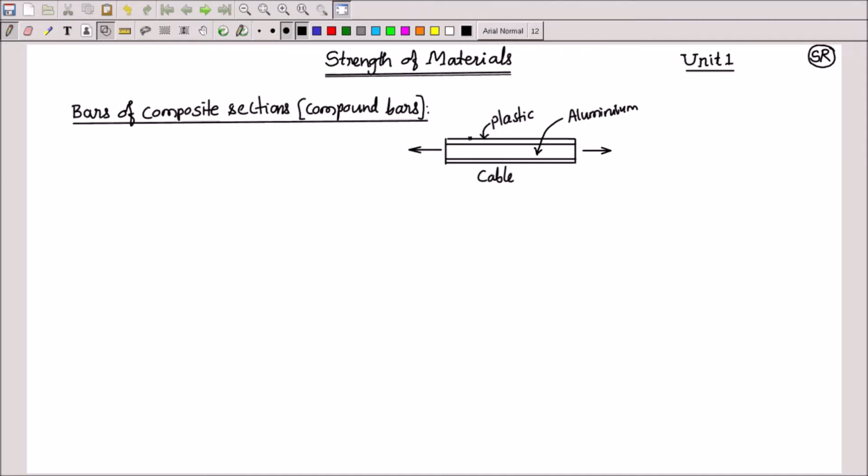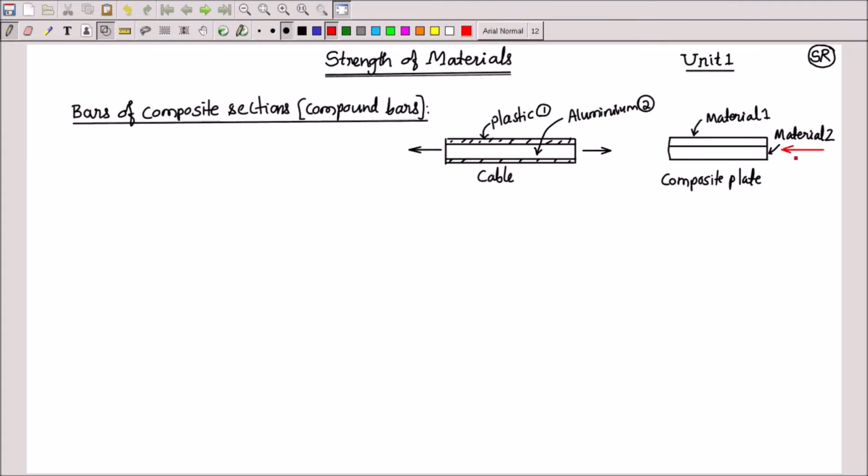They'll be under tension like this. So the total load is shared by material 1 and material 2. Such members are called composite bars. Sometimes a composite bar can be prepared like this also. Side by side you can place two materials, maybe joined by means of some bolt and nut or some adhesive. So they are different materials: this is material 1, this is material 2.